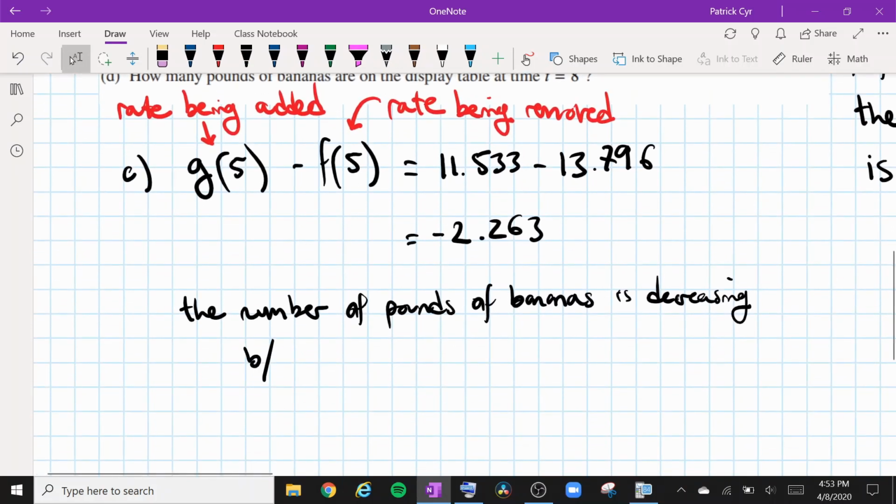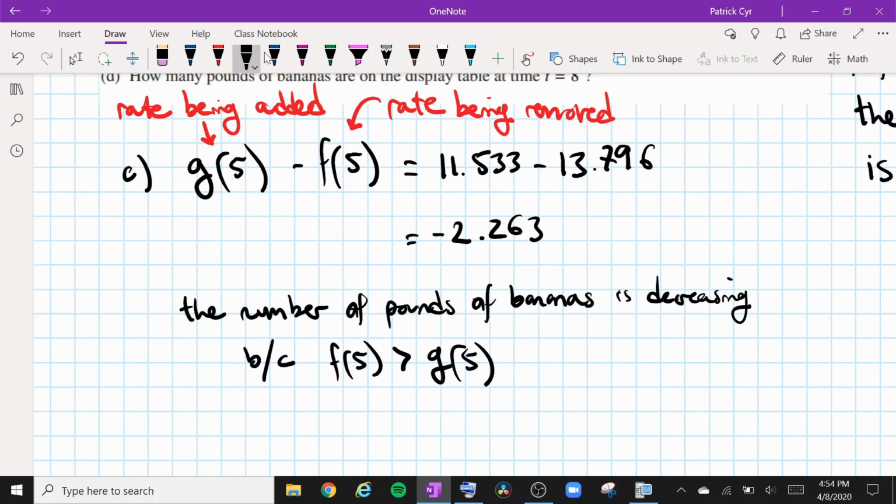Because the rate at which they're being removed at t equals 5 is greater than the rate at which they are being added at t equals 5. So if the rate at which the bananas are being removed is greater than the rate at which the bananas are being added, the total number of bananas will be decreasing.